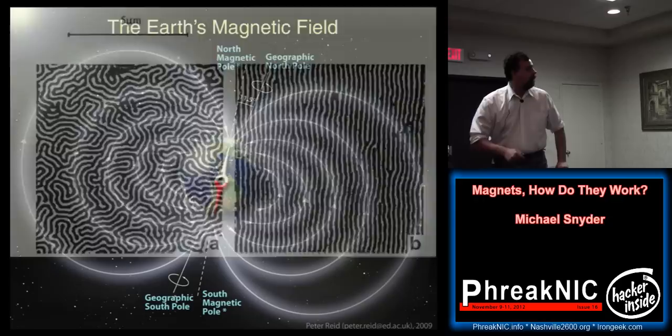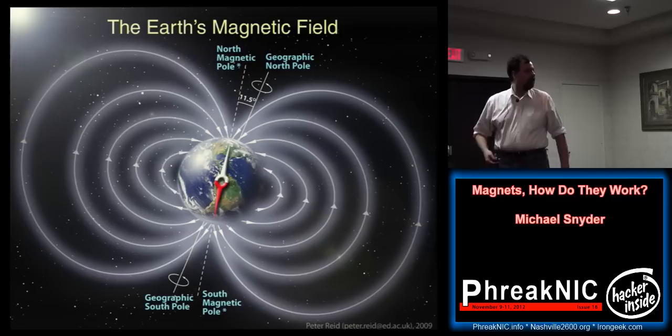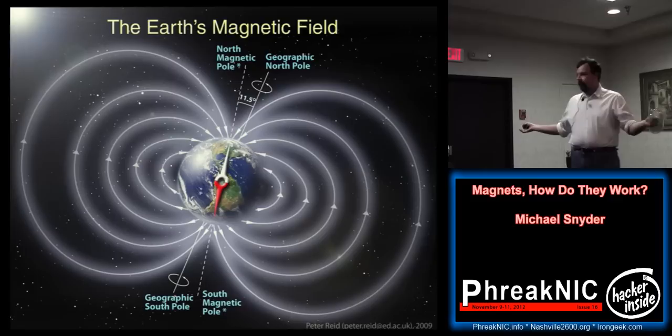Okay. One of the biggest magnets that we know of, Earth. We have a North Pole and we have a South Pole. I think everybody agrees that Earth is a magnet. It's also a dipole.